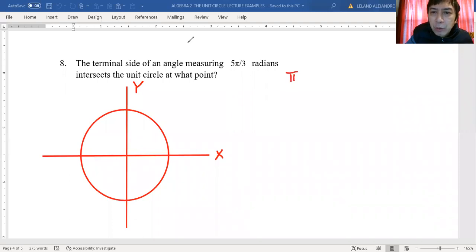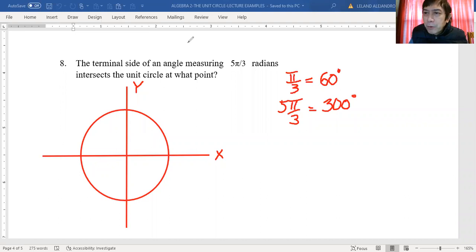Let's start with pi over 3. Pi over 3 means 180 over 3, which is 60 degrees. Now, what is 5 times this? 5 times 60 is clearly 300 degrees, in the fourth quadrant.